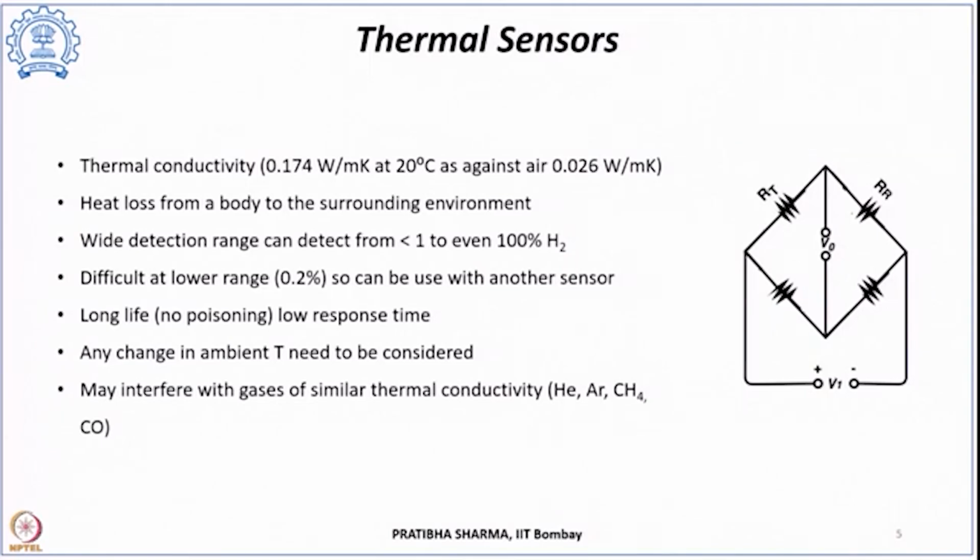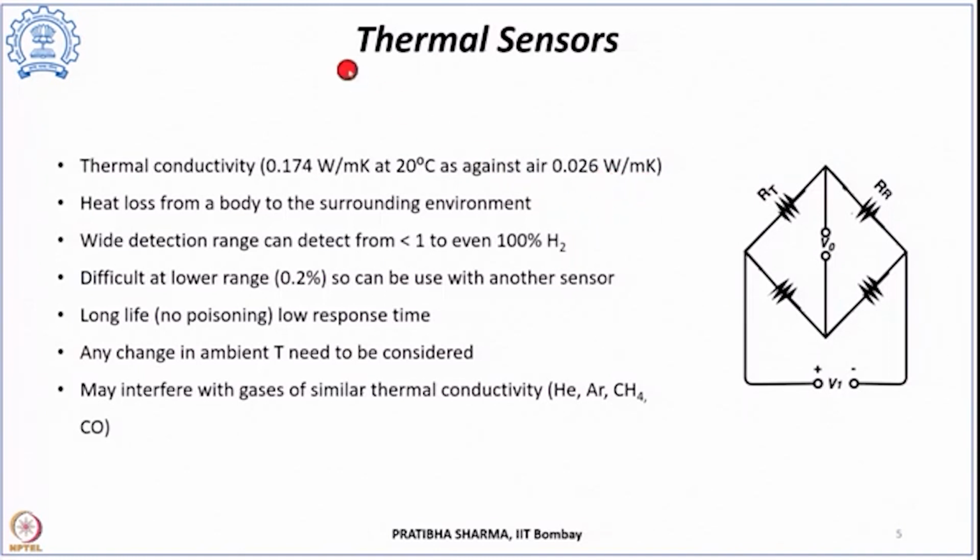Now, the first type of sensor that we will see is a thermal sensor. Now, these thermal sensors are based on thermal conductivity. We know that thermal conductivity of hydrogen is higher than the thermal conductivity of air. Like at 20 degree centigrade, the thermal conductivity of hydrogen is 0.174 watt per meter Kelvin, and that of air is 0.026 watt per meter Kelvin.